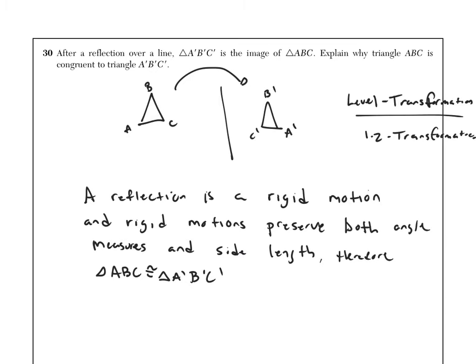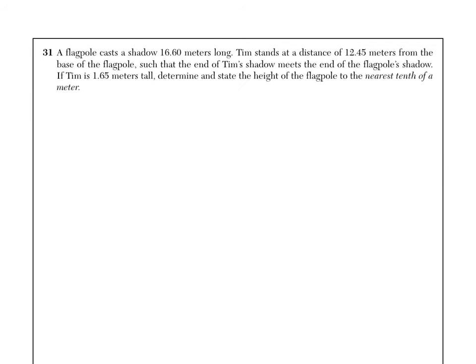That's it. So whenever it says using, you should use the properties of rigid motions. You know reflection is a rigid motion, so that's it. We know rigid motions preserve side lengths and angle measures. They're going to be congruent.